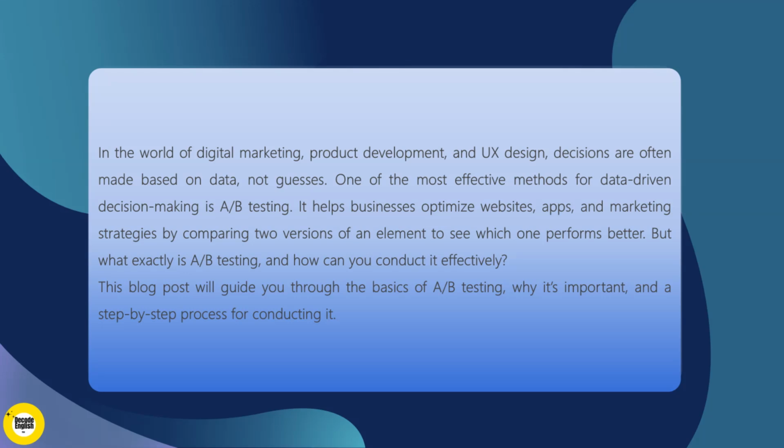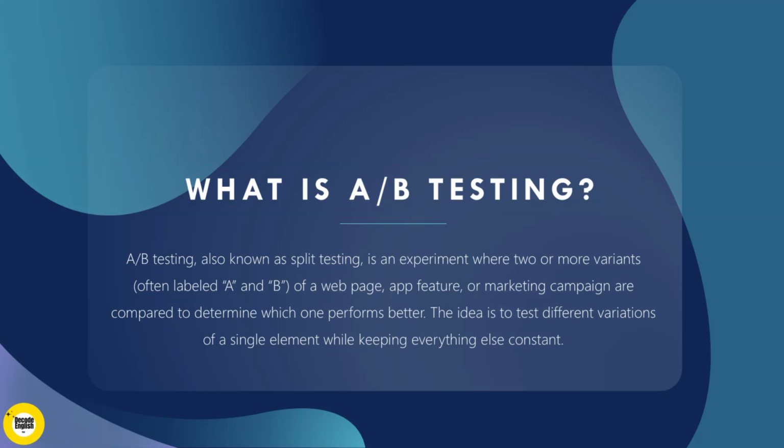This blog post will guide you through the basics of A/B testing, why it's important, and a step-by-step process for conducting it. What is A/B testing? A/B testing, also known as split testing, is an experiment where two or more variants, often labeled A and B, of a web page, app feature, or marketing campaign are compared to determine which one performs better. The idea is to test different variations of a single element while keeping everything else constant.